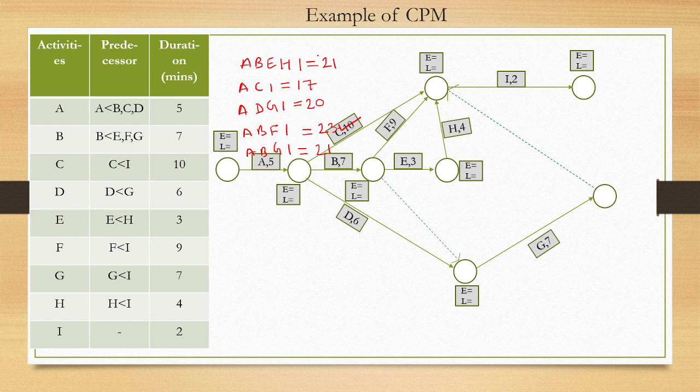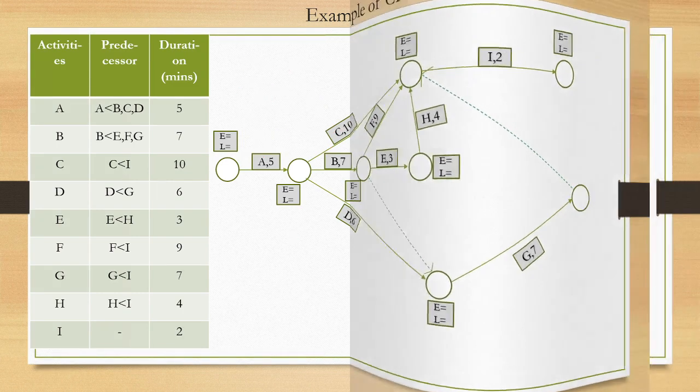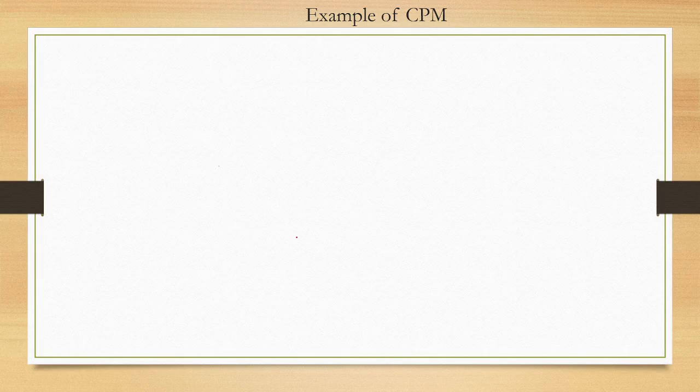I have shown here already that this will be the answer using the shortcut method. So when you go for the long cut method, you will find the answer is the same. That is, ABFI is the critical path and 23 minutes is the project duration. Let's go for one more example.